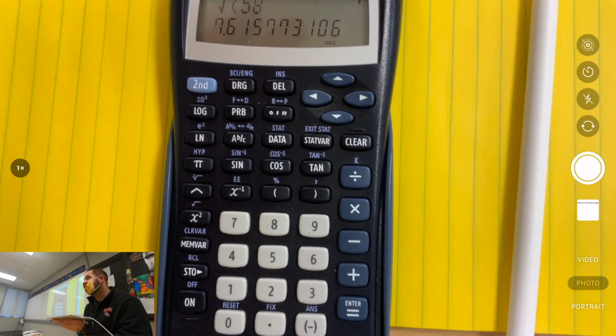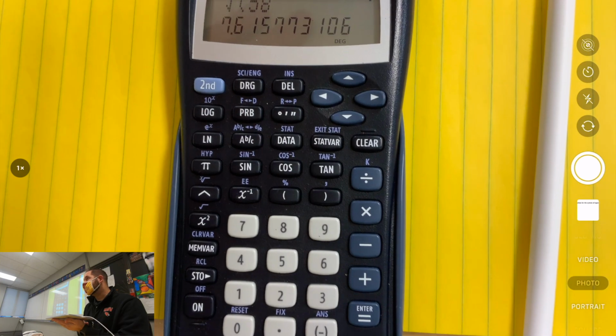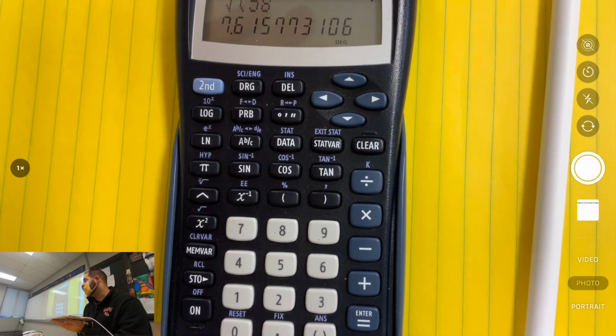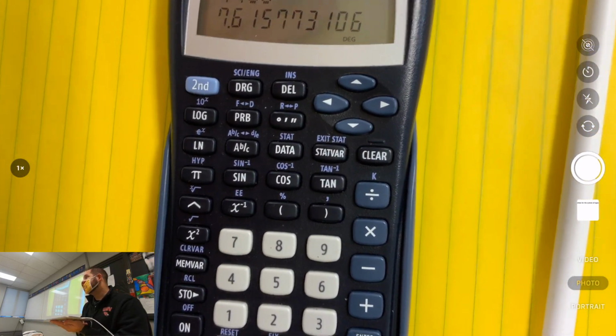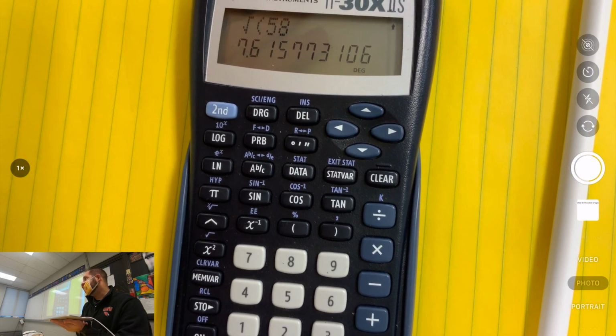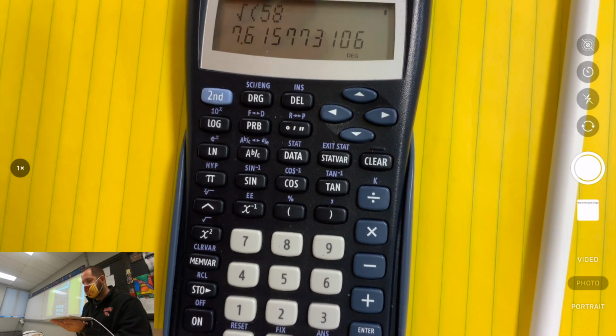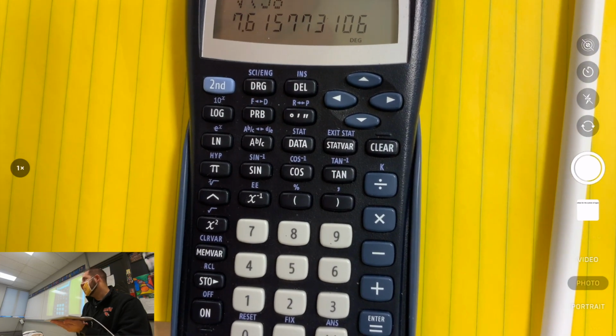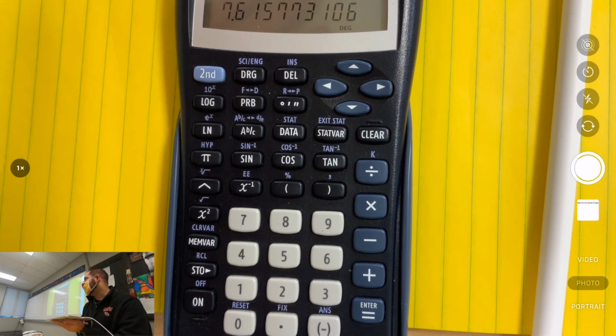Now, every calculator I know is different. Some calculators, you just have a square root button. You don't have to hit second or anything. You just type the square root key, then type in 58 and hit enter. You don't even have to hit a second key. Is there anyone that needs help figuring it out on their calculator?